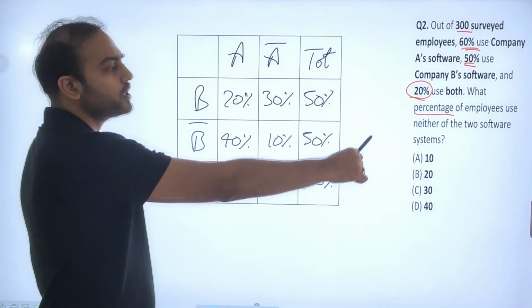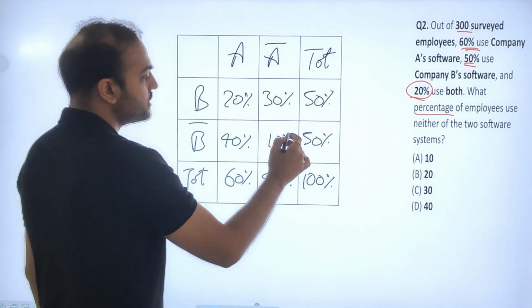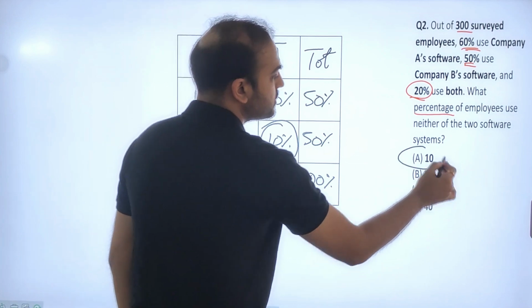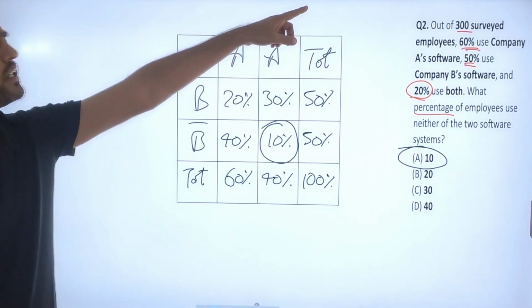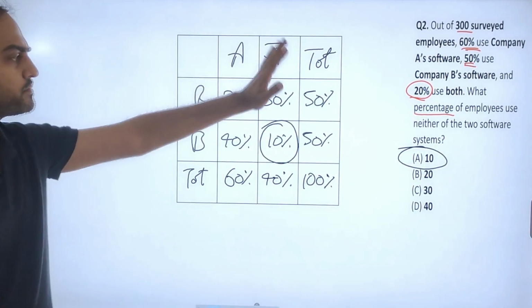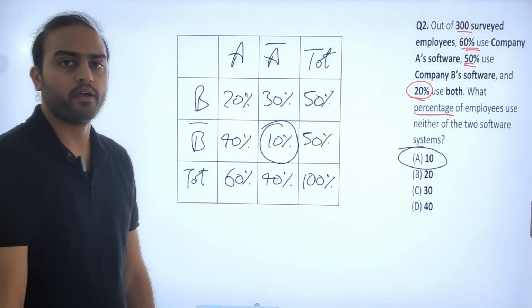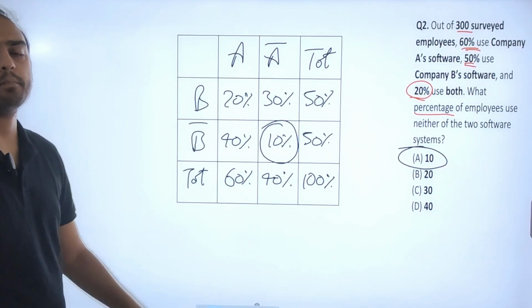Now, what do they want? The percentage of employees with neither. So the percentage is 10. I don't need that 300 at all. I hope you understand how we used the matrix.